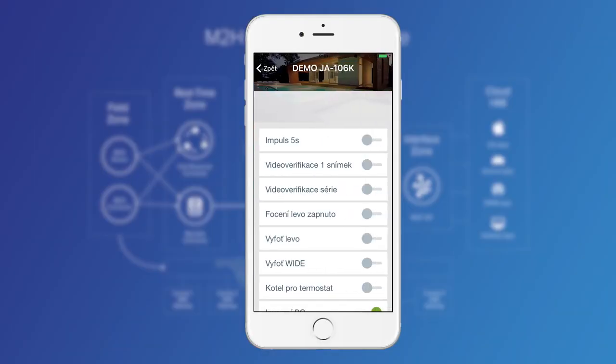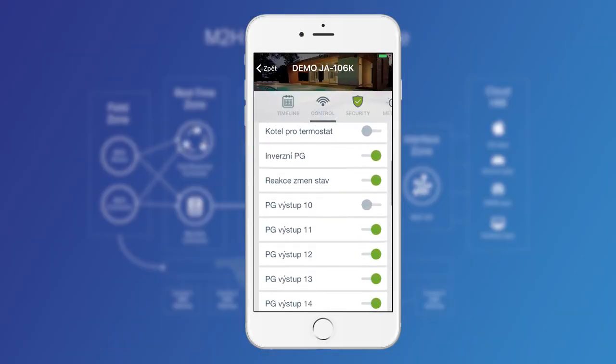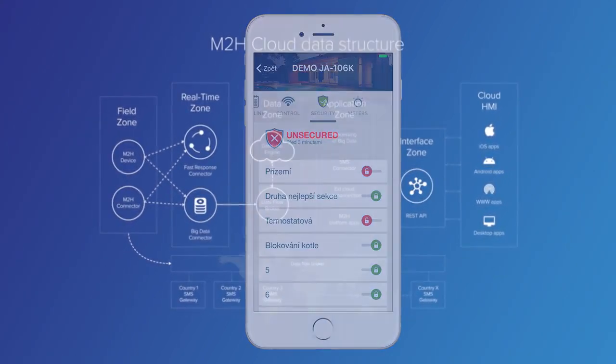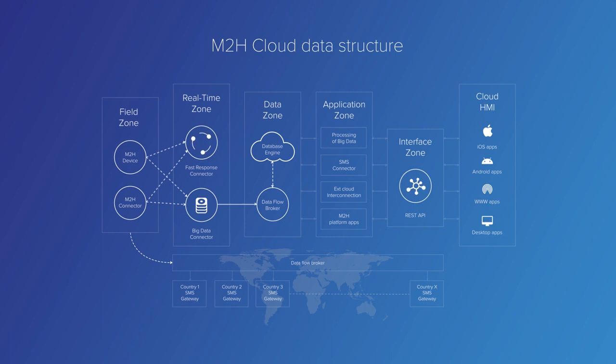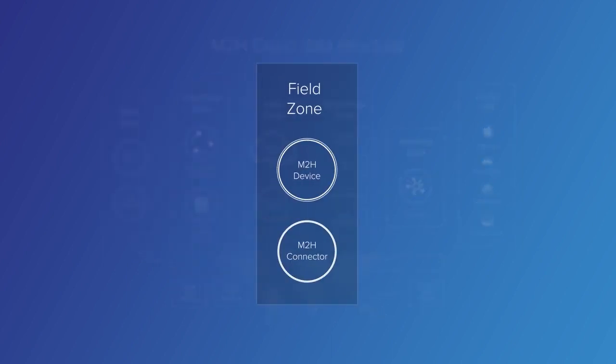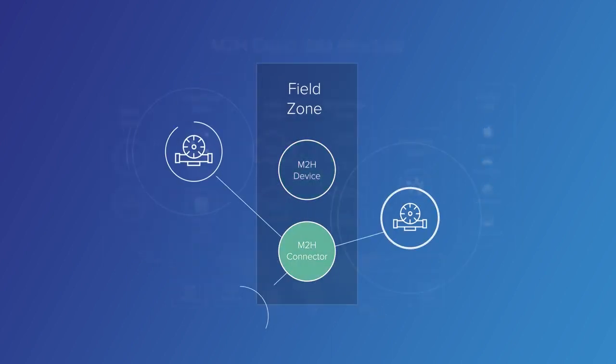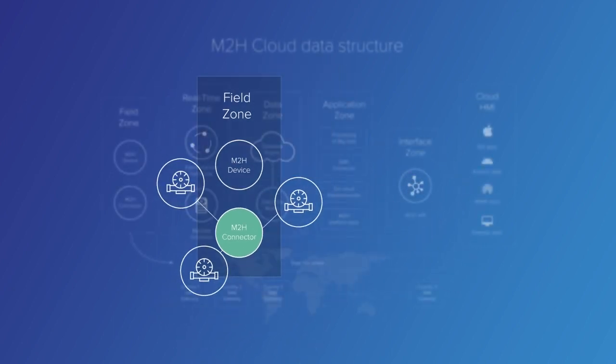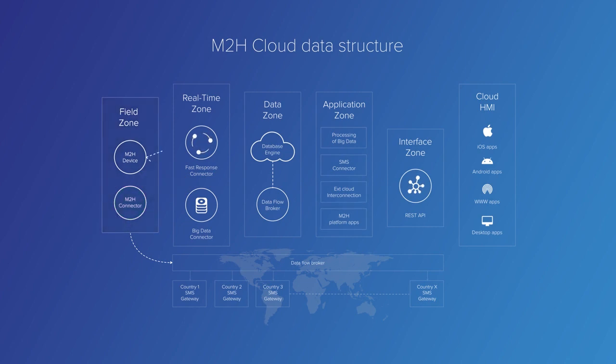Using the M2H platform, you can control a device from a single mobile application. The very first part of the cloud system is a field zone. The field zone consists of end devices and connector gateways installed in the field. This leads to different methods of data processing in the real-time zone.